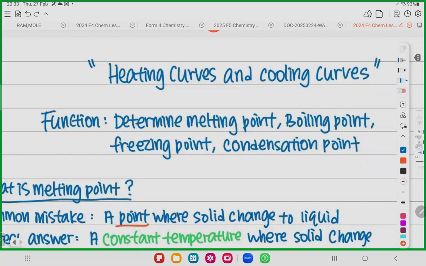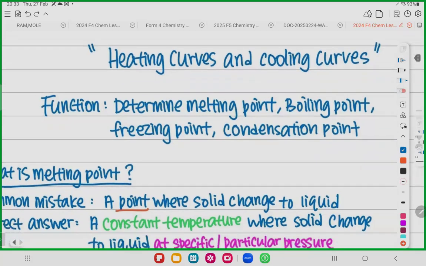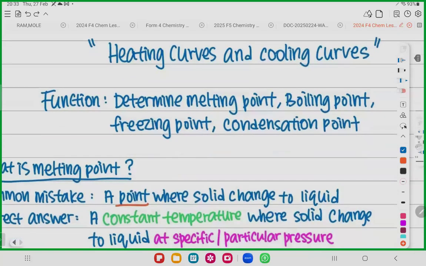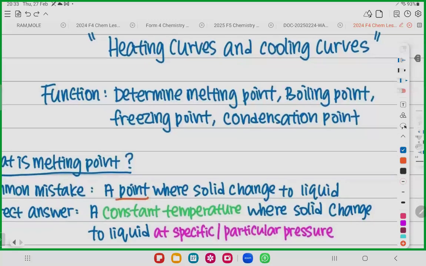Okay, what happens during the melting? Solid changes to liquid. Melting point is a constant temperature when solid changes to liquid, and you need to mention at specific pressure. Melting point is affected by pressure, so you need to mention that. Many students didn't write pressure at all in the exam. So melting point is a constant temperature where solid changes to liquid at a specific pressure. Okay, that's it. Make sure everyone knows this.